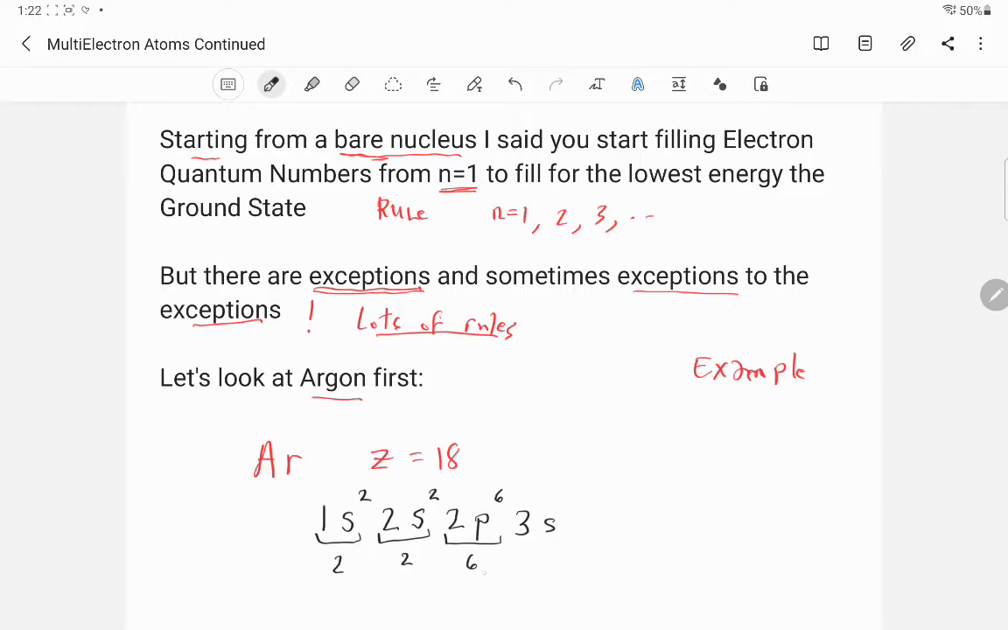I start in the s orbital, and I can put 2 there, so that's 10 plus 2 is 12. I have 6 electrons left, and the next orbital to fill is p. I can put 6 electrons in a p orbital. So 2 plus 2 is 4, plus 6 is 10, plus 2 is 12, plus 6 more is 18. So all 18 electrons are accounted for, and this right here is the configuration of the ground state of argon.